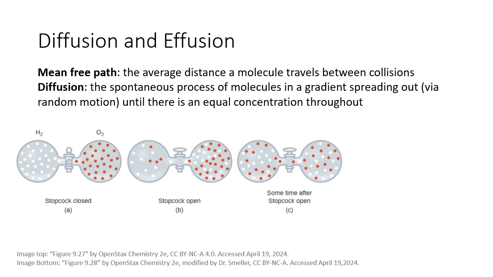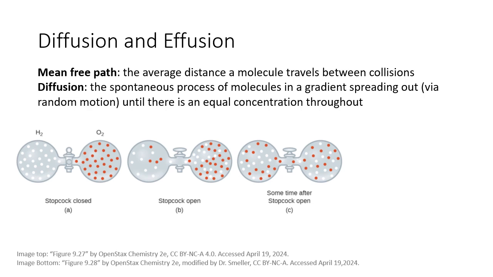So diffusion is the spontaneous process of molecules in a gradient spreading out via random motion until there's an equal concentration throughout. In this illustration, hydrogen and oxygen gases mix. We would see a reaction between these two gases at any temperature less than 1,279 degrees Celsius, but let's suppose that that is not what happens in this particular case. It's not the best example. As the gases mix, you can see that the hydrogen is going faster than the oxygen. So we have more hydrogen over here, and we have less oxygen over there.